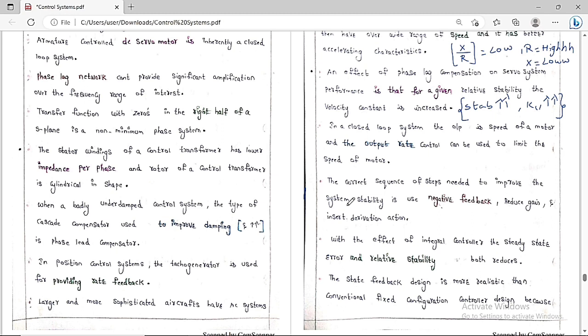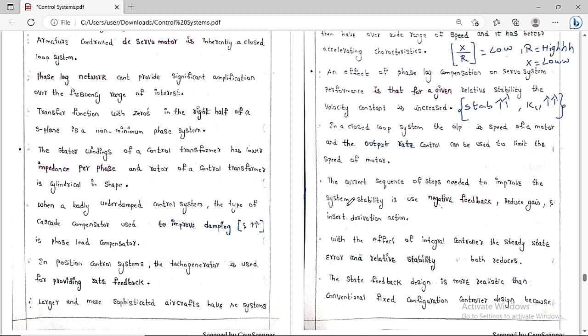So finally I can say that with the effect of the integral controller, the steady state error as well as the relative stability both are going to get reduced, because an integral controller is basically a lag compensator. So with the help of the integral controller, we are going to add poles. Whenever we add poles to the open loop transfer function, the root locus is going to shift to the right of the S plane. The system will become unstable, or we can say the stability is going to get reduced.